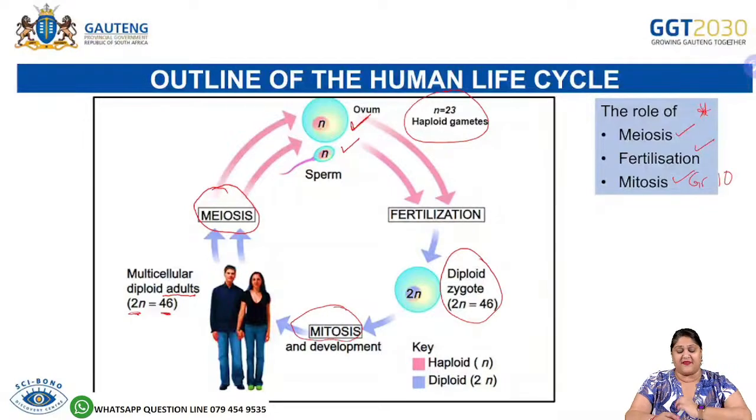Okay, so this is the one that is responsible for growth and development, and will then eventually cause the development. Okay, and then that's how we eventually become a fully grown human being, adult. Okay, and then the process will start again. Right, so that is the human life cycle.